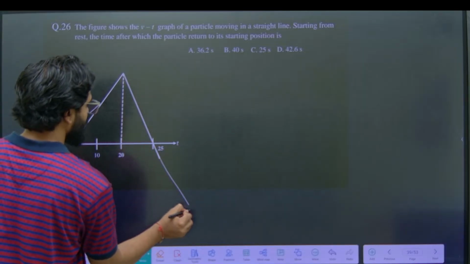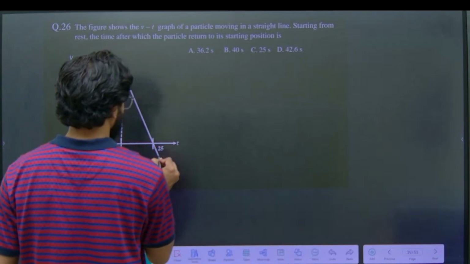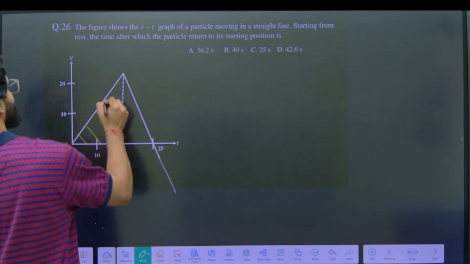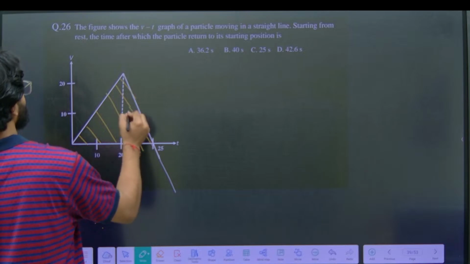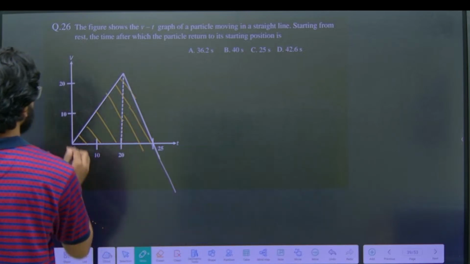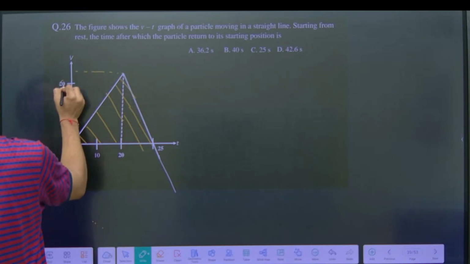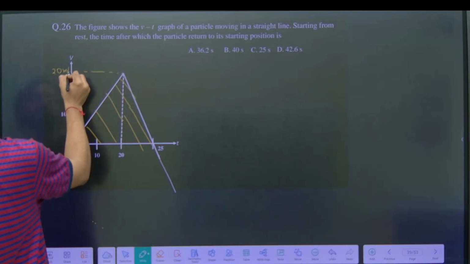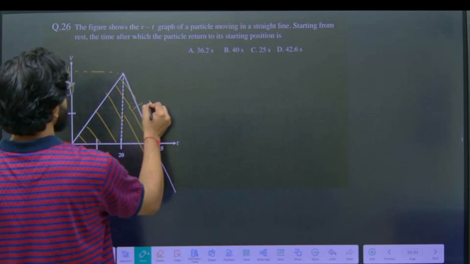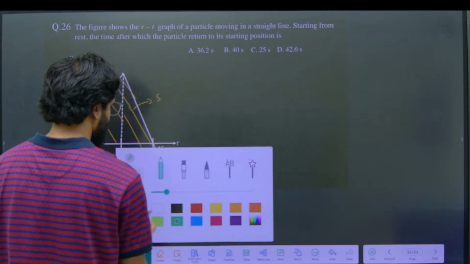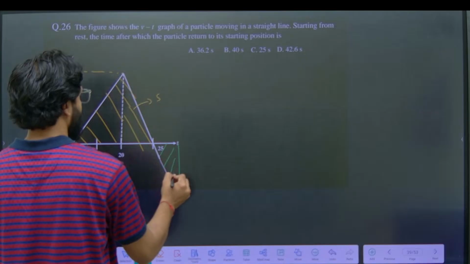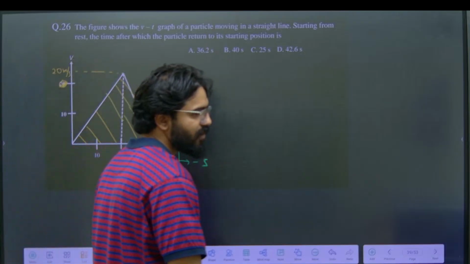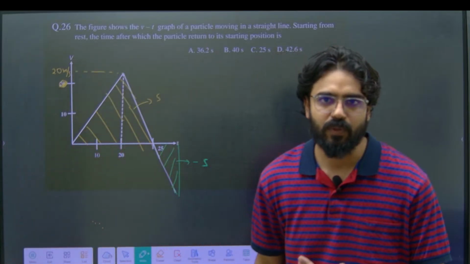So let's extend it. Okay, so basically whatever this area is, I think this is 20, so forget about it. This is 20 meter per second. So whatever is the area under it should be negative s. Then only the total displacement will become 0 and the particle will come to its original position.